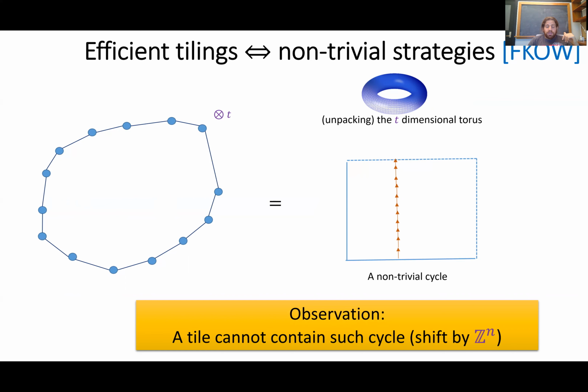And what do we know about tiles? We know that if I look at an x and I take an integer shift of x, then the shift cannot be in the same tile as x. In other words, such a cycle cannot be contained in a single tile. And once you see that, it starts making sense that this tiling business is related to removing cycles from the torus.